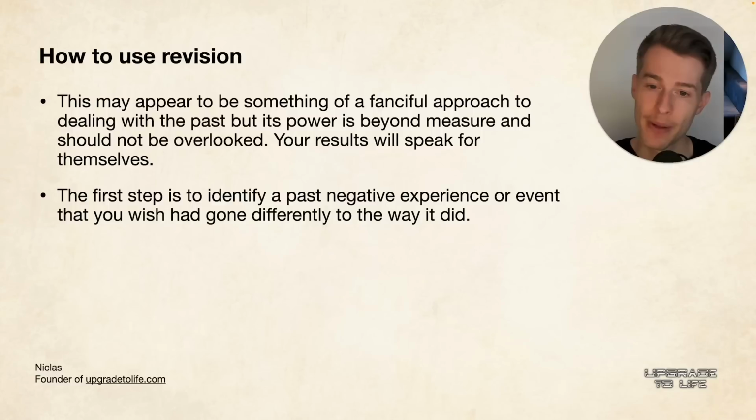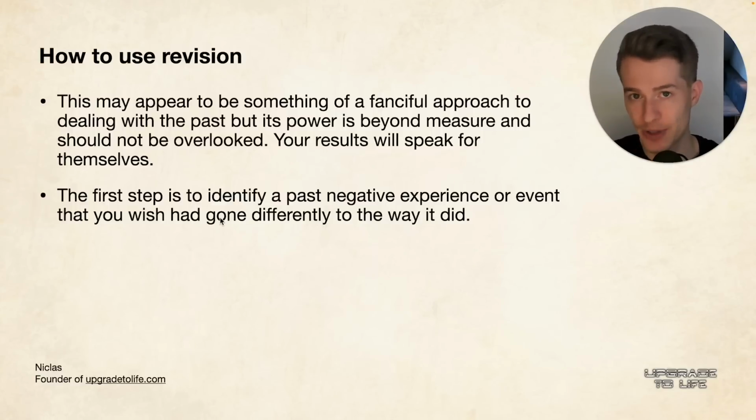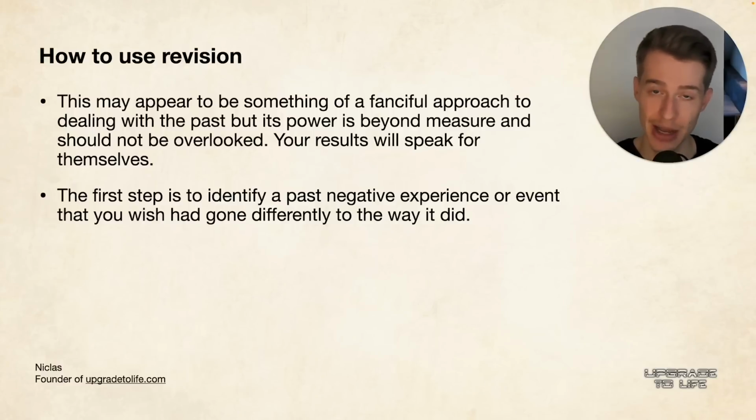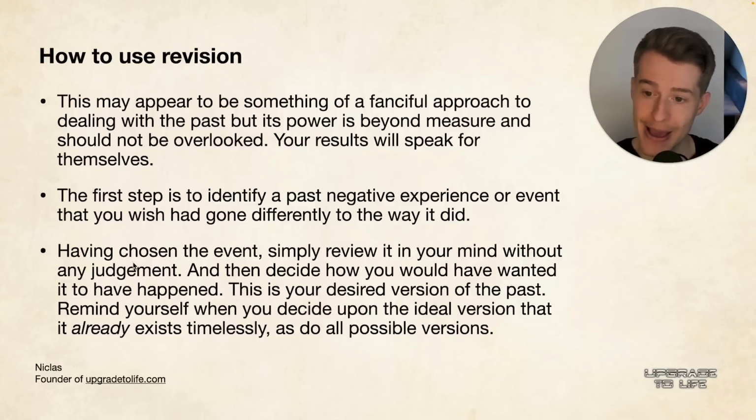Second of all, what is that past event that keeps triggering you, that keeps coming up again, and you keep being identified with again and again? Get the clarity on that. Having chosen the event, simply review it in your mind, in your inner world, without any judgment, and then decide how you would have wanted it to have happened. This is your desired version of the past. Remind yourself, when you decide upon the ideal version, that it already exists timelessly. It is there. This other past also exists, as all possible versions do.